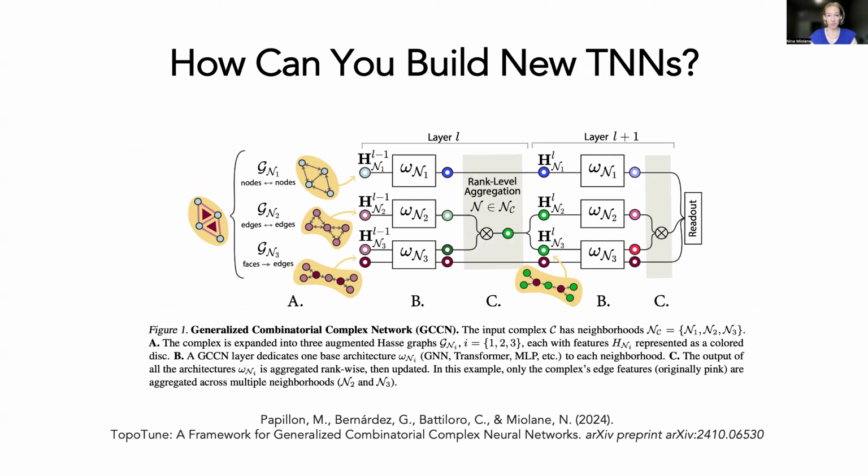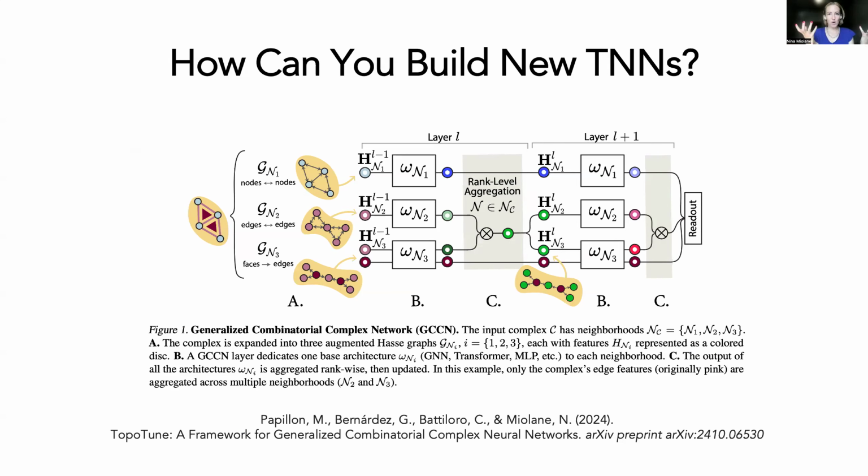How can you build new topological neural networks? Maybe you have a favorite graph neural network and you're wondering whether you could turn this idea into a topological neural network, because at least topological neural networks often outperform graph neural networks. And so if you're interested in that, we recently put out a preprint allowing you to do just this.